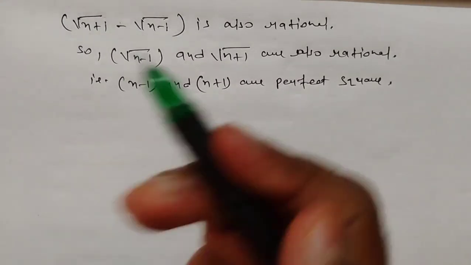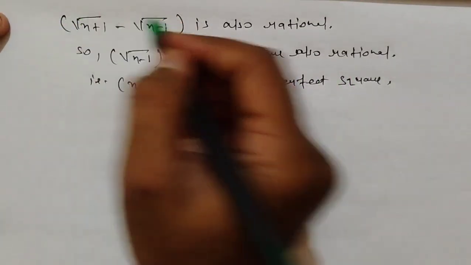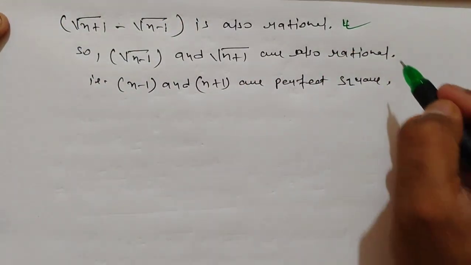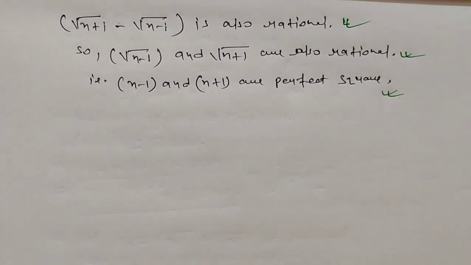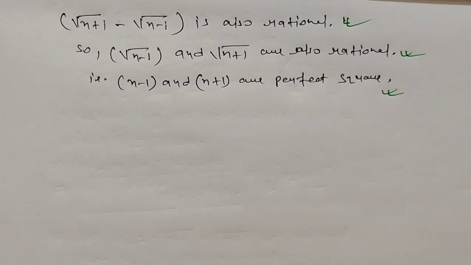So the three parts are important here to understand. The first is this, the second, and the concluded result is n minus 1 and n plus 1 are the perfect squares.